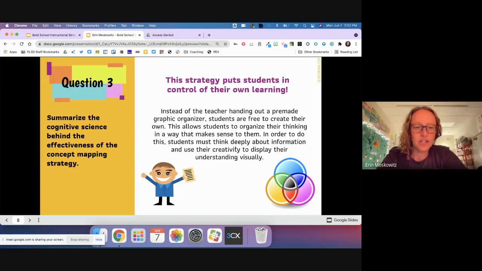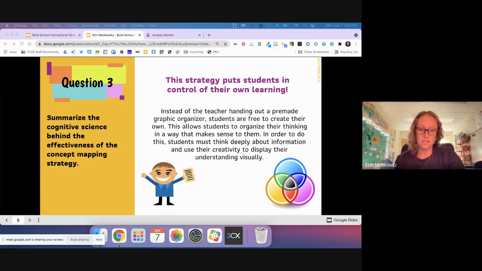Okay, next slide is question 3. Question 3 asked us to summarize the cognitive science behind the effectiveness of the concept mapping strategy. So the whole big thing behind concept mapping is that it puts students in control of their own learning. Instead of handing them a pre-made graphic organizer, students create their own graphic organizer that's going to help them organize their thinking in a way that would make sense to them. So in order to connect and make those graphic organizers in a way that makes sense to them, the students have to be thinking deeply about the information, and they're using creativity to display their understanding visually.